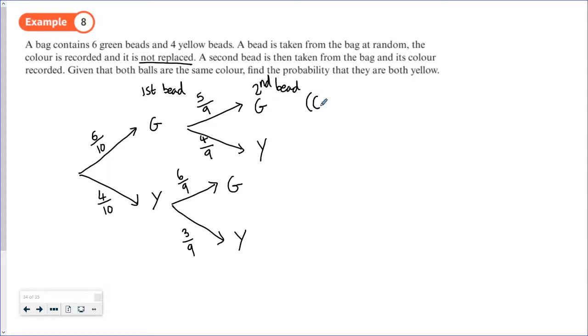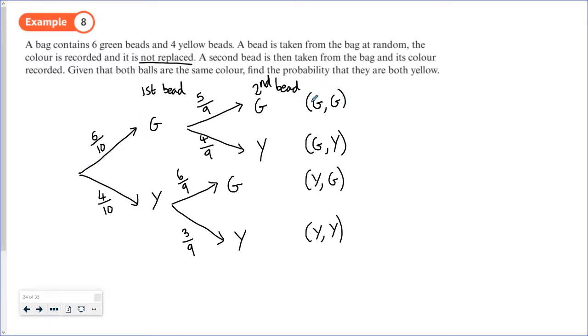So this is the outcome that I take a green bead first and then a green bead second. This is the outcome that I take green and then yellow. This is the outcome that I take yellow and then green. And this is the outcome that I take yellow and then yellow. And we can actually work out what's the probability of ending up with each of these outcomes by just multiplying along the branches.